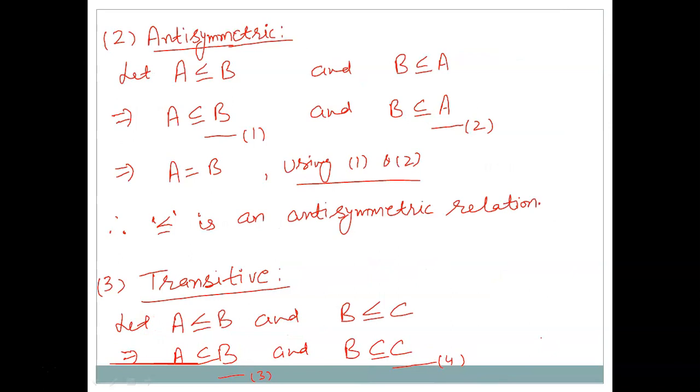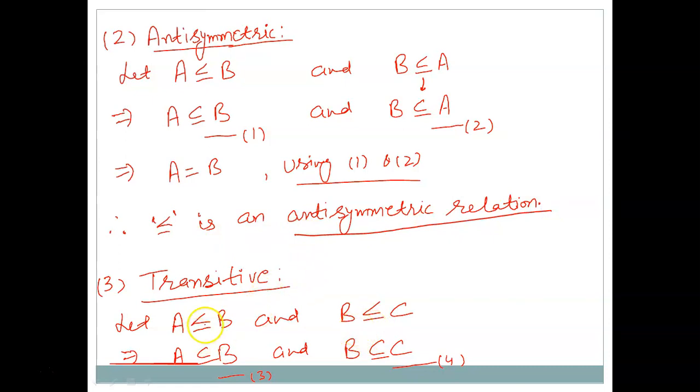Now, the second property, antisymmetry. If you are writing A less than equal to B and B less than equal to A, by the definition of the relation less than equal to here, we can write A subset of B and B subset of A. Using 1 and 2, when A is a subset of B and B is a subset of A, you can write A equal to B. Hence, less than equal to is an anti-symmetric relation.